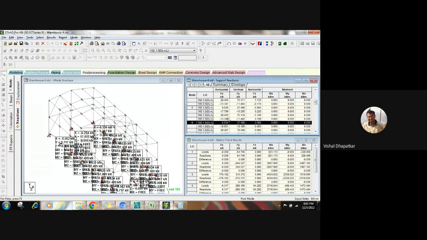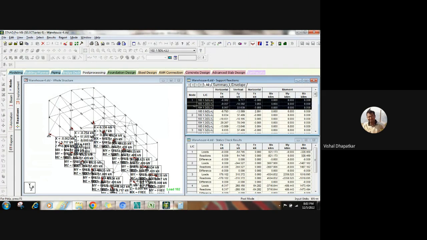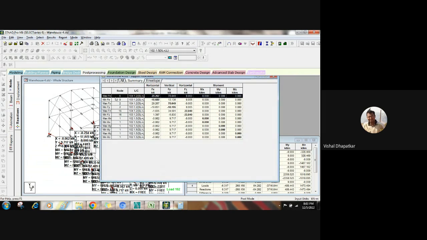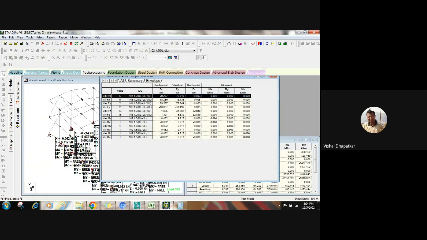So instead of checking each and every case and each and every node, what we normally do is go to the summary. Once we click on the summary, we get some 10 to 12 combinations in which you will get the maximum shear, maximum compression, and maximum tension. So first, once we got the case, this is the 104 case. We have to select three combinations: one for the maximum shear, one for the maximum compression, and the third for the maximum tension, right? So the first case is for maximum shear.